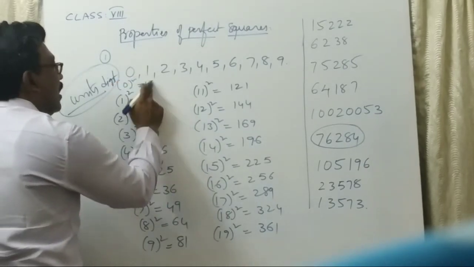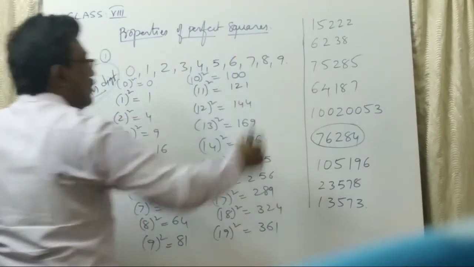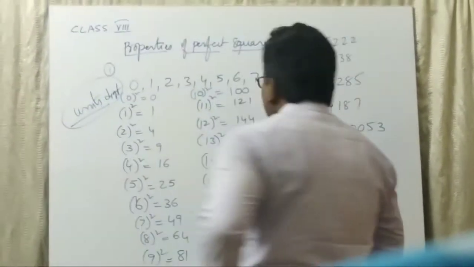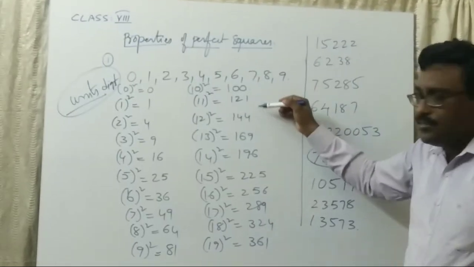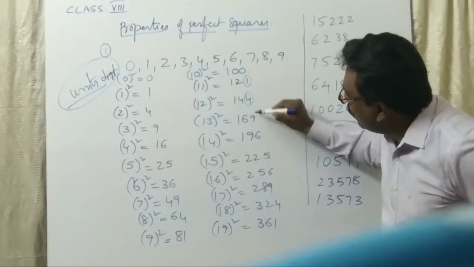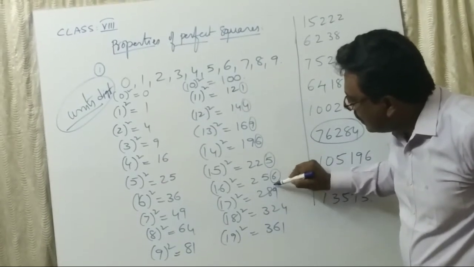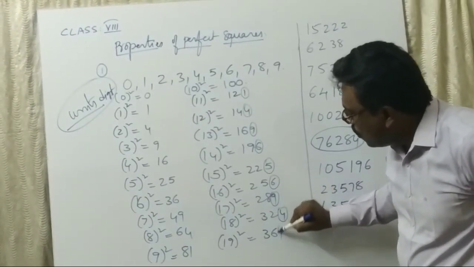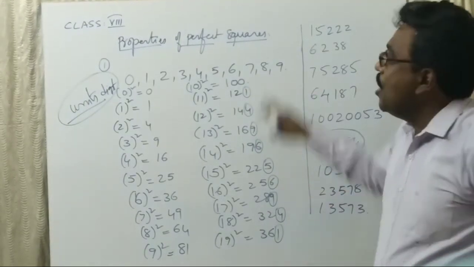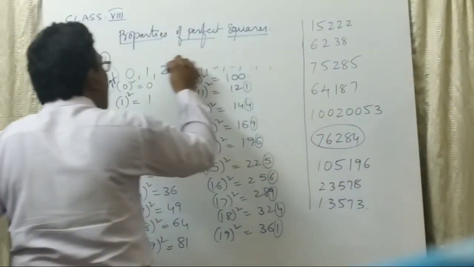Of course, 10 square I am writing here as 100, or else 0 square will become 0. 10 square will be 100. Now, just observe, what are the units places? Only the units places: 1, 4, 9, 6, 5, 6, 9, 4, 1. Why did I ask you to observe this? What came? I am writing these numbers a little above this line.